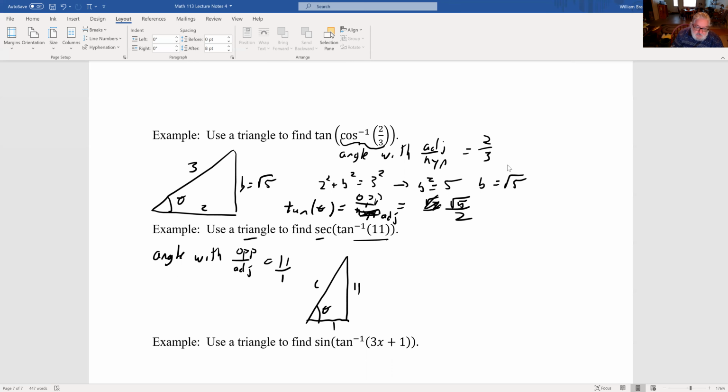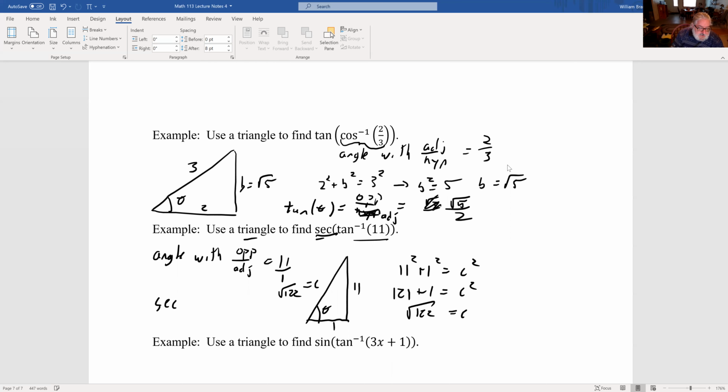What's my hypotenuse? Well, 11 squared plus 1 squared equals c squared. This is 121 plus 1 equals c squared. So c is the square root of 122. So what's the secant of that?